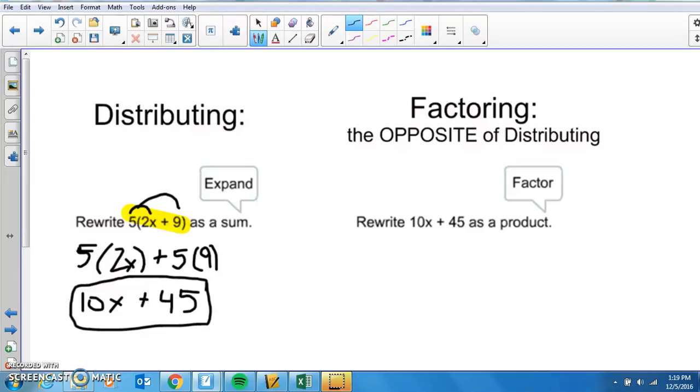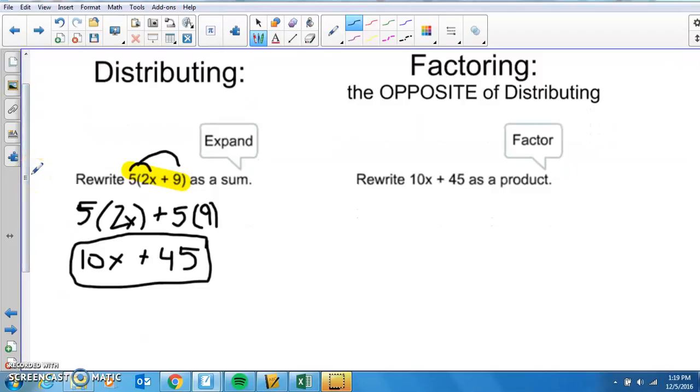We're going to kind of work backwards from the distributive. So what we're going to do is write 10x plus 45 as a product, meaning we're going to factor it out. So we're going to take out the greatest common factor of 10 and 45. Now, if you have to do this, go off to the side, list your factors of 10. 1, 2, 5, and 10.